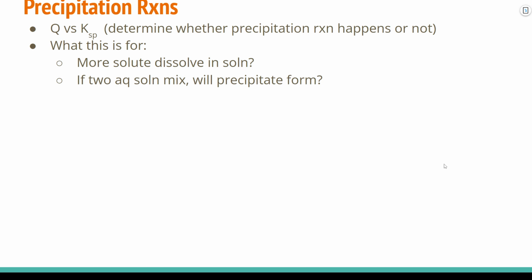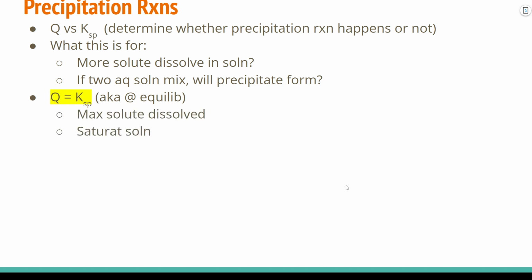And if I mix two solutions together, will a precipitate form? In general, that depends on the shifting of the reaction. If Q equals Ksp, that means you're at equilibrium, and that's the maximum solute that can dissolve. As a reminder, the maximum solute would be a saturated solution.